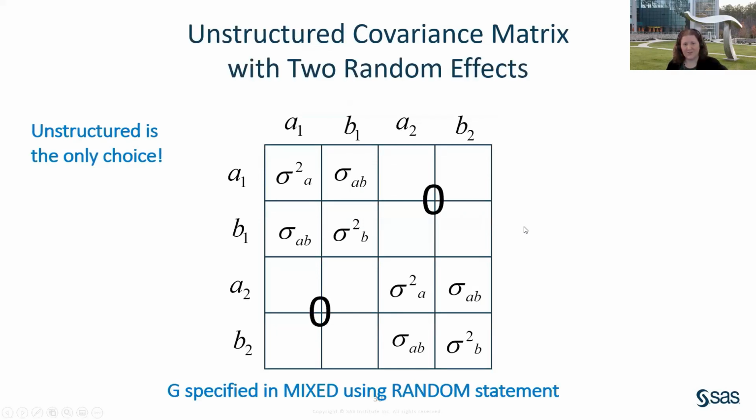So there's only one choice, actually. So we like simplicity, right? There's only one choice for the G matrix in terms of the variance covariance matrix, and that is unstructured. So we want to allow all the random effects to get their own variance, and then we want all pairs of random effects to get their own covariance. So if you're using the random statement, the only covariance structure you should specify is unstructured. So that's nice.